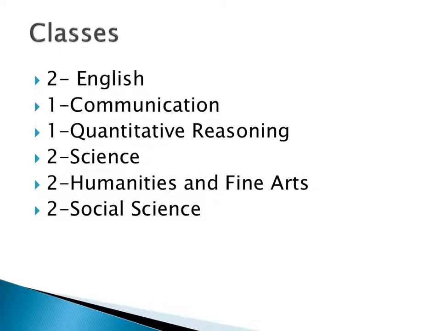Now, basically what's going to happen in the Gen Ed 2.0 program is each student is going to be required to take a number of courses. And you see the requirements here: 2 English courses, 1 communications course, 1 quantitative reasoning course, 2 science, 2 humanities and fine arts, and 2 social science.